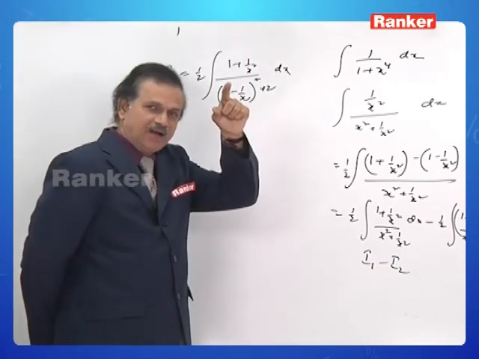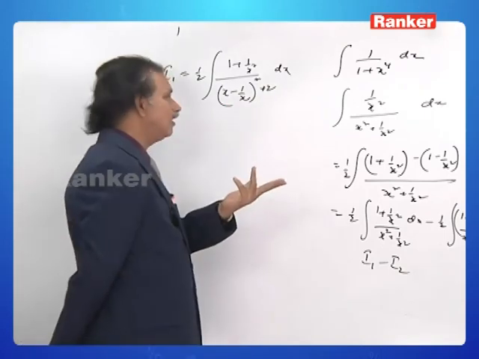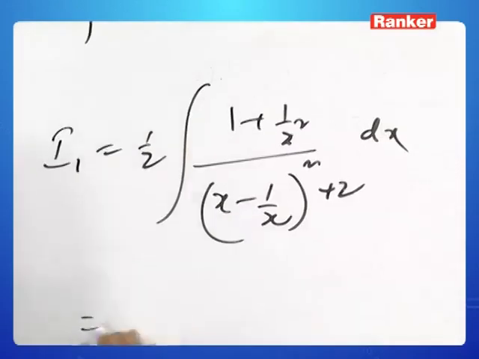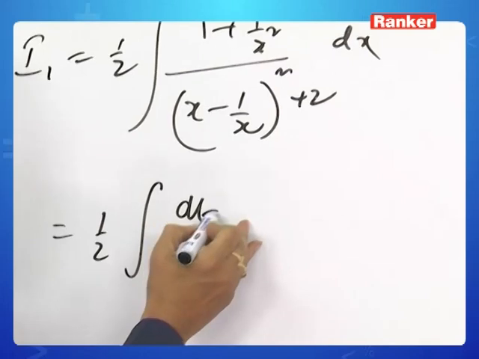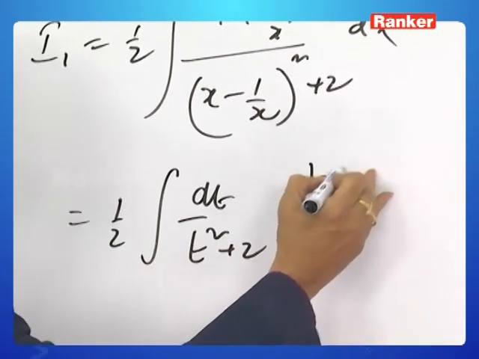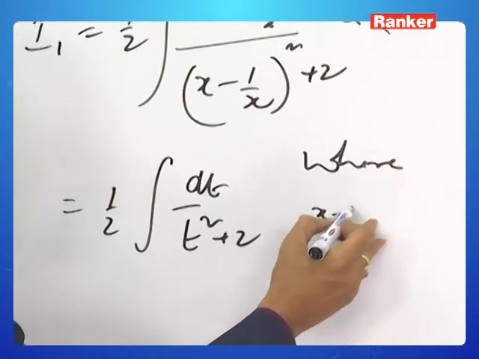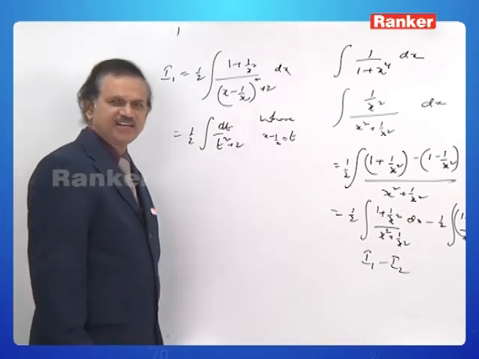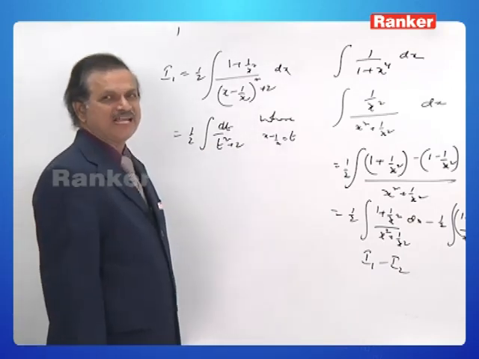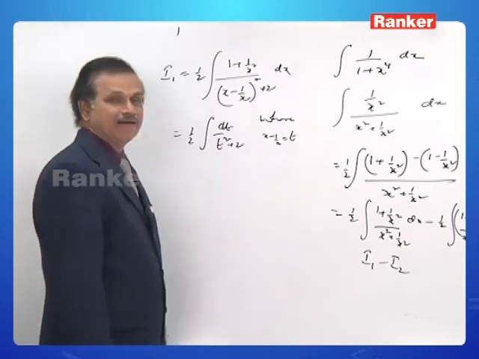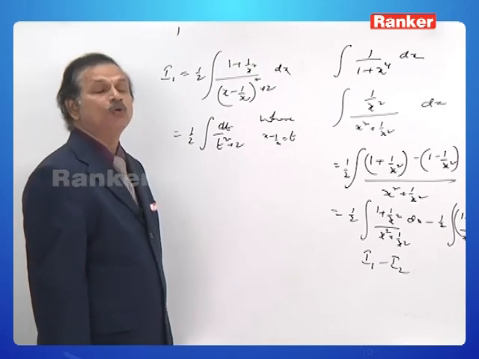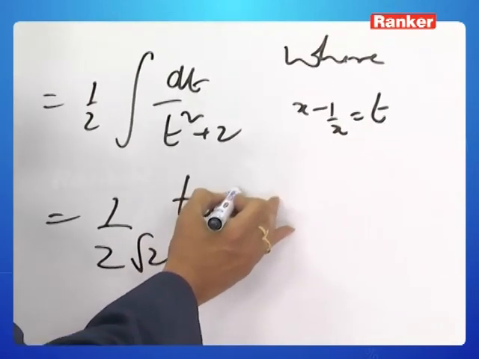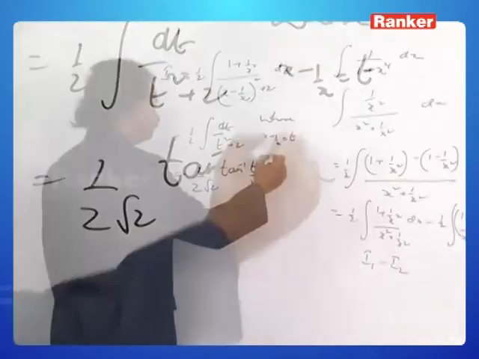In the next step, I am going to take x minus 1 by x as t. Automatically 1 plus 1 by x square dx becomes dt. Isn't it? So that this is equal to 1 by 2 into dt by t square plus 2, where t is x minus 1 by x. Finished. This looks like 1 by x square plus a square, and in the place of a square we have 2. That is, in the place of a we should have root 2. So this is 1 by 2 root 2 into tan inverse t by root 2 plus c.